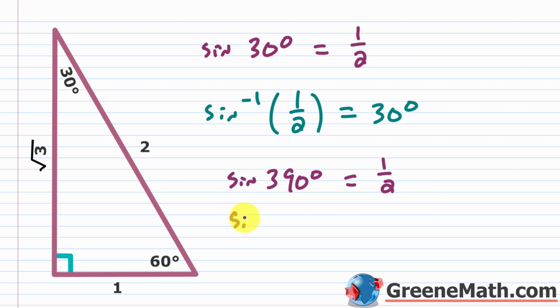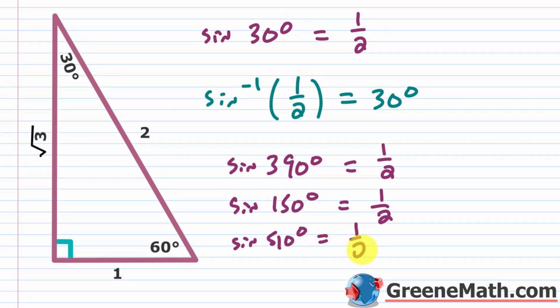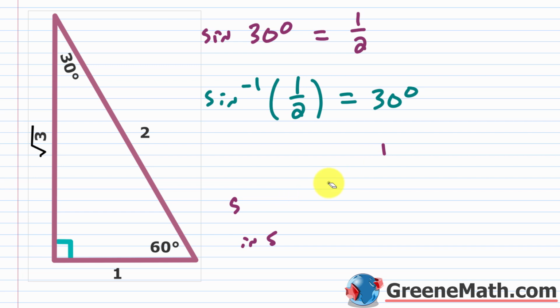If I did sine of, let's say, 150 degrees, that has a 30-degree reference angle, so that's going to be 1/2. If I added 360 degrees to that, I would have 510 degrees. And if I did the sine of 510 degrees, I would also get 1/2, so on and so forth. So if you ever get a question, and we'll see them later on in the course, where it says something like the sine of theta is equal to 1/2, well, there's an infinite number of angle measures there, where if you take the sine value of it, you're going to get 1/2.